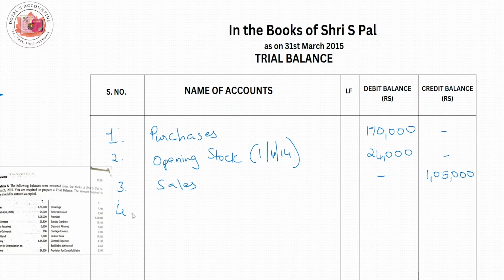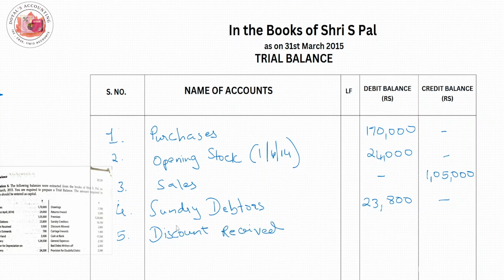Number 4, sundry debtors. Sundry debtors is another term which is called trade receivables. These are all the amounts which people owe us. 23,800. It is in nature an asset to the company. That is why it will have a debit balance. Next we have discount received. Discount received in nature is an income basically to the company because our expense is reducing. So this will also have a credit balance.